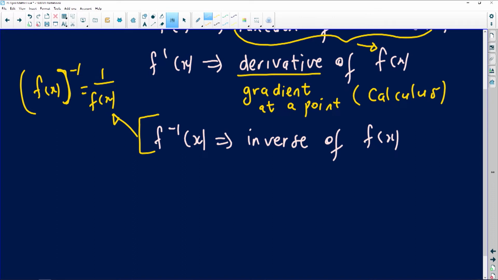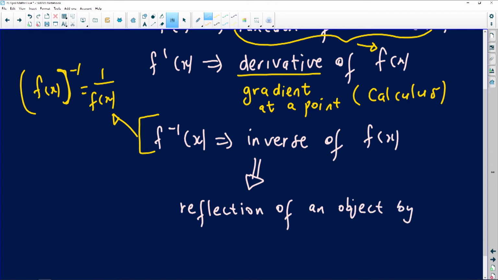Well, an inverse is an anti-function. It's the opposite of a function. Right. So we have already explained that from your transformation, which comes from grade 9, an inverse is the reflection of any object by the line y is equal to x. This is a very important thing that you need to understand.